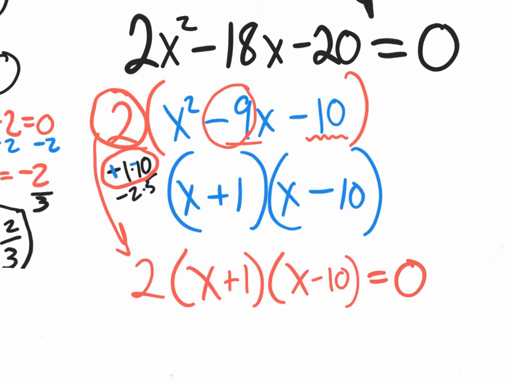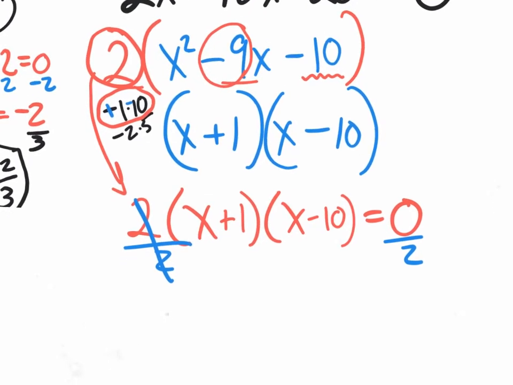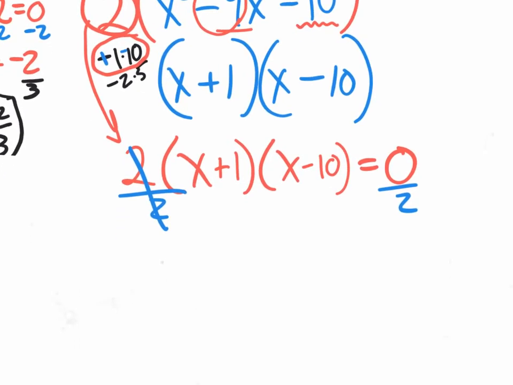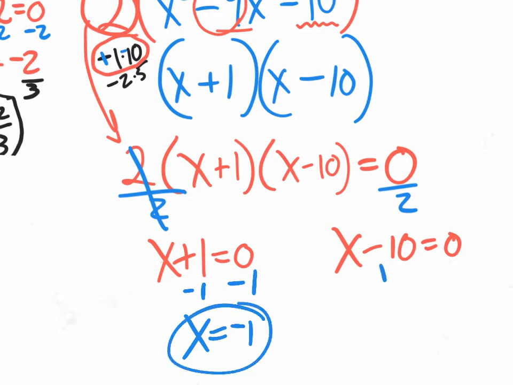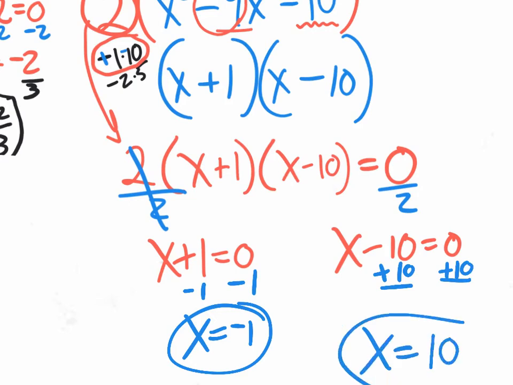So I'm going to get rid of the 2 by simply dividing by 2. It'll cancel out. What I do to one side, I do to the other side. Divide by 2. 0 divided by 2 is still 0. So we end up with something times something still equaling 0. So we're going to use the 0 product property to split them and solve. So on the left equation, you subtract 1, you get x equals negative 1. And on the right equation, you add 10, you get x equaling 10. So those are your two answers for that one.